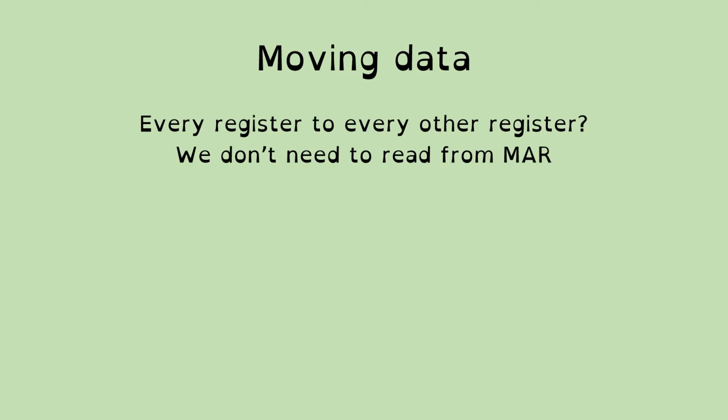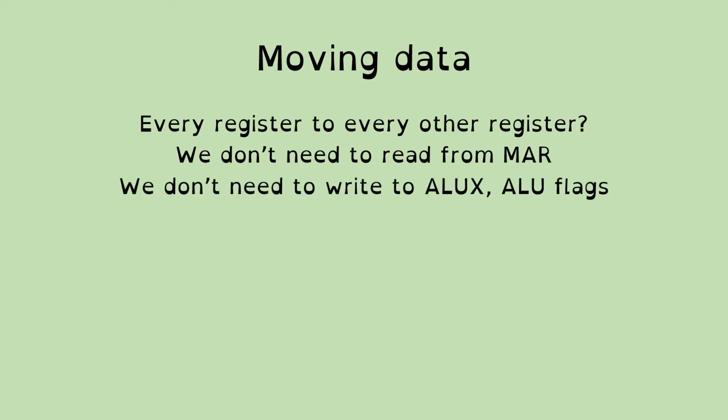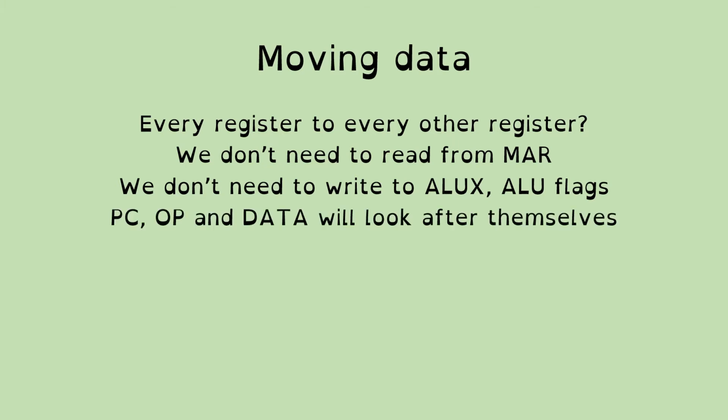So we don't need to read from the memory address register. We only ever want to write to it. It's not something that we're ever going to want to extract the information from. Similarly, we don't want to write to the ALUX, which is the output from the ALU, or to the ALU flags, because they should only ever be written by the ALU itself. So we want to read from the ALUX, and we're going to use the ALU flags for the jumping. So we don't have any need to read from those either.